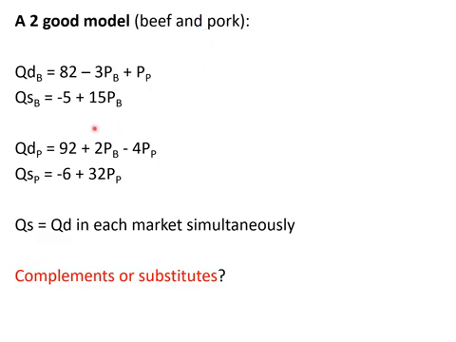And we see the same when we look at the demand equation for pork, where we have the price of beef, positive sign telling us that as the price of beef increases, the demand for pork increases. All right, so we're looking at substitute goods here, and we are wanting simultaneous equilibrium in both of these markets.